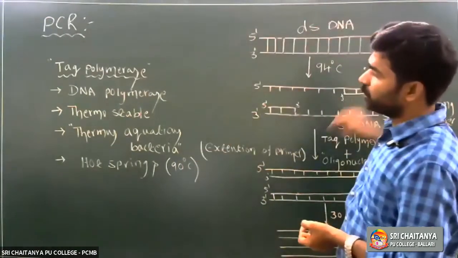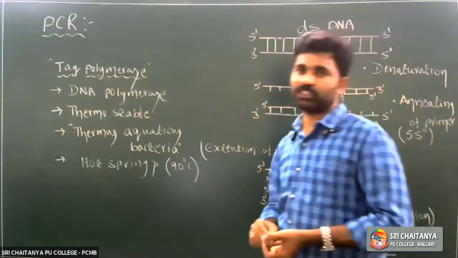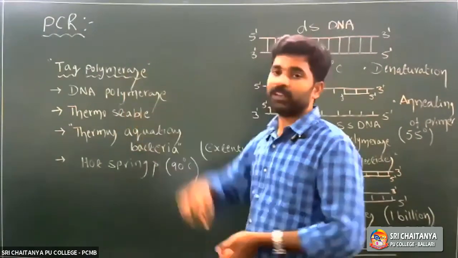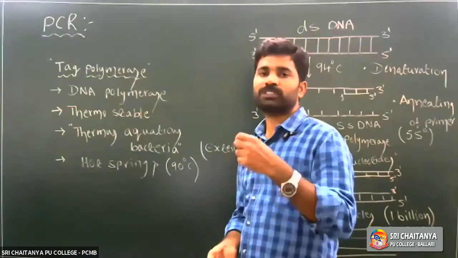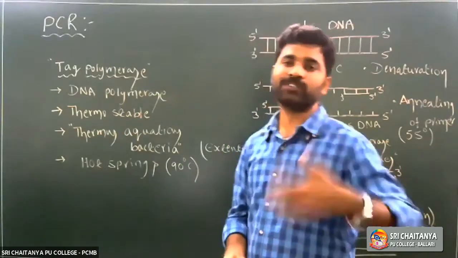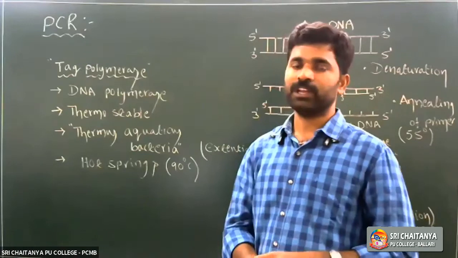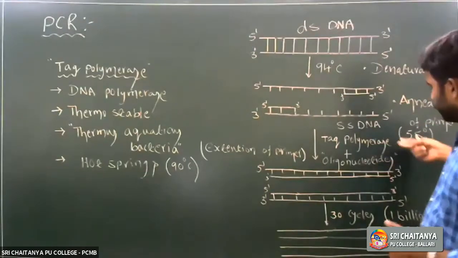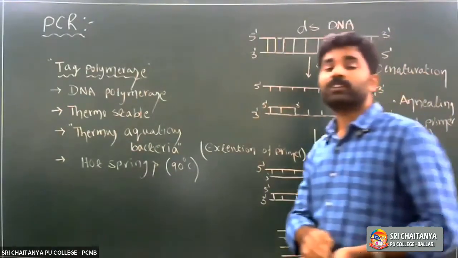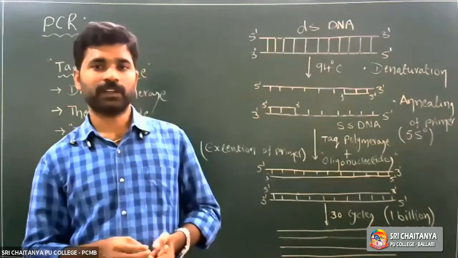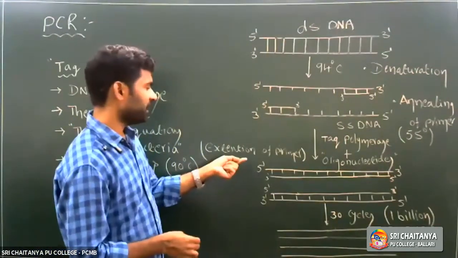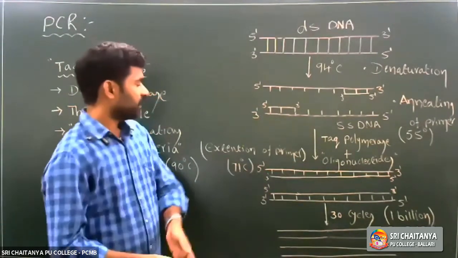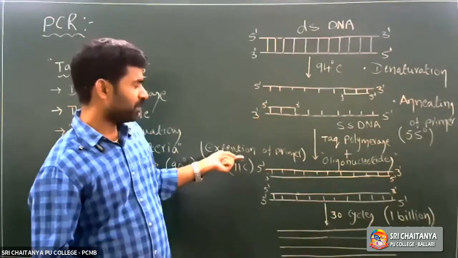So the entire PCR technique is carried out at high temperature. That's the reason we are using a thermostable DNA polymerase enzyme. That thermostable DNA polymerase enzyme adds new nucleotides to the template strand even at the highest temperature. Even at 90 degrees centigrade or 55 degrees centigrade or 70 degrees centigrade, it adds new nucleotides to the template strand. So what is the temperature maintained in extension of primers? 71 degrees centigrade.